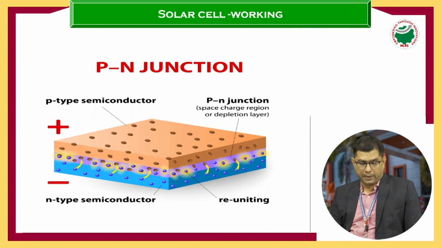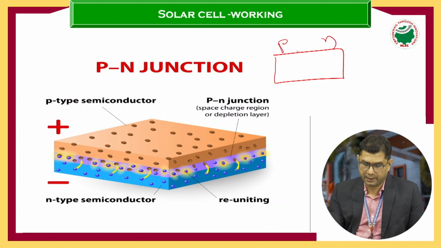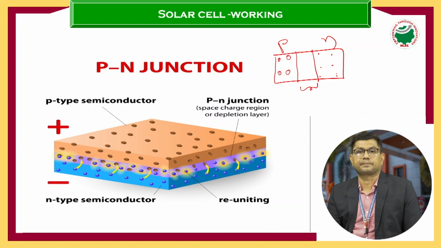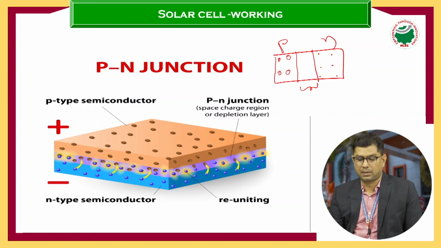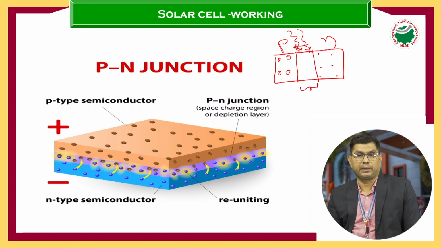Now if we observe a PN junction diode, this is P-type and this is N-type semiconductor. Here the depletion layer is formed. On the P side the majority charge carriers are holes, and on the N side the majority charge carriers are electrons, and this is the barrier potential. Now what we are doing is exposing this PN junction diode to the sun. Whenever you expose it, light is falling.